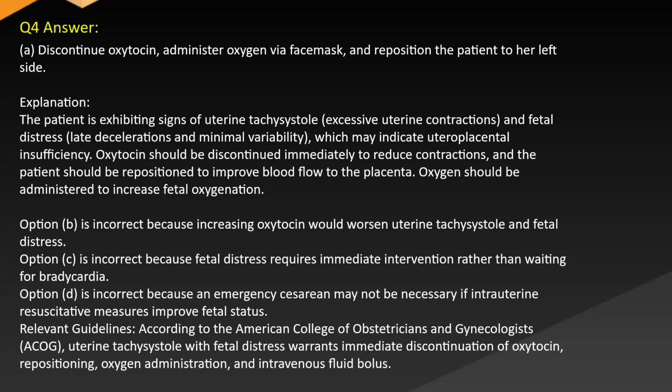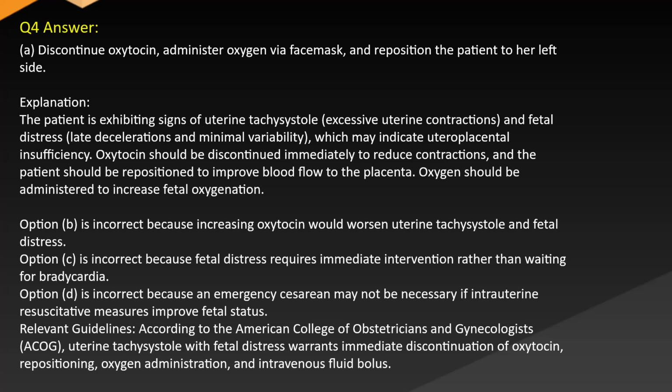Answer: A. Discontinue oxytocin, administer oxygen via face mask, and reposition the patient to her left side. Explanation: the patient is exhibiting signs of uterine tachysystole, excessive uterine contractions, and fetal distress, late decelerations and minimal variability, which may indicate uteroplacental insufficiency. Oxytocin should be discontinued immediately to reduce contractions, and the patient should be repositioned to improve blood flow to the placenta. Oxygen should be administered to increase fetal oxygenation.